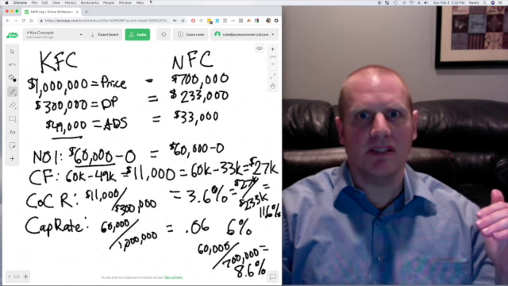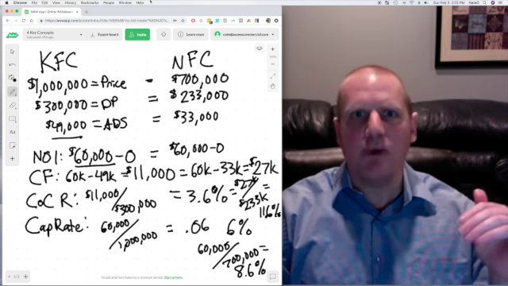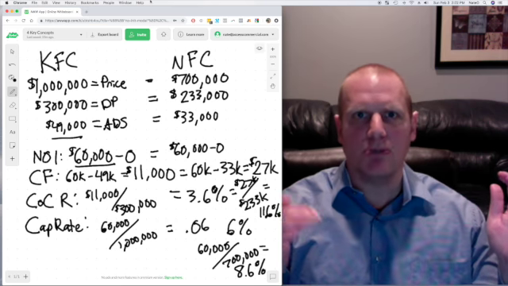That's the KFC situation. For the Nebraska Fried Chicken, or NFC, the cap rate is going to be higher because there's more risk, and the purchase price will be lower.